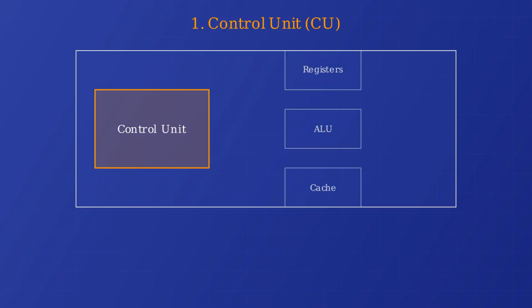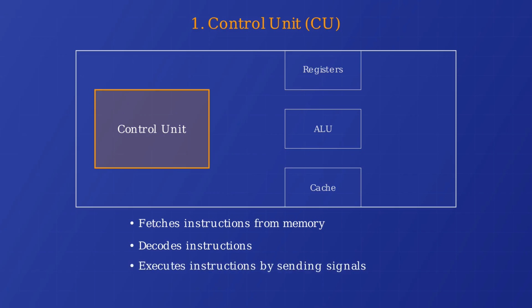The control unit is the CPU's command center. It manages and coordinates all CPU operations. The control unit fetches instructions from memory, decodes them to determine what they're asking the CPU to do, and executes them by sending appropriate signals to other components. It essentially serves as the CPU's traffic controller, managing the precise timing and operation of all components.